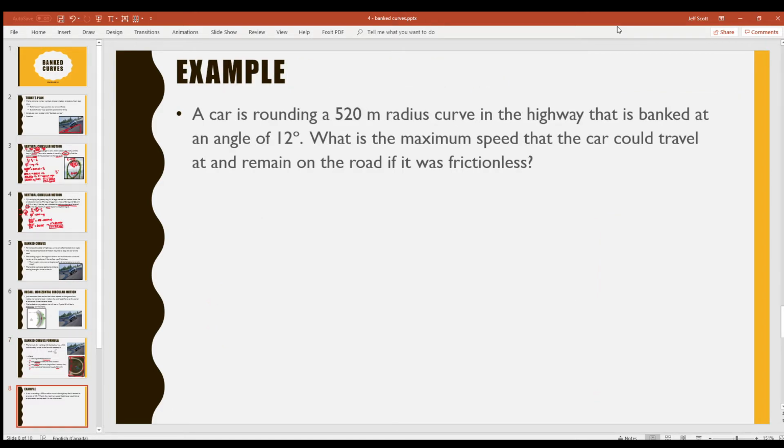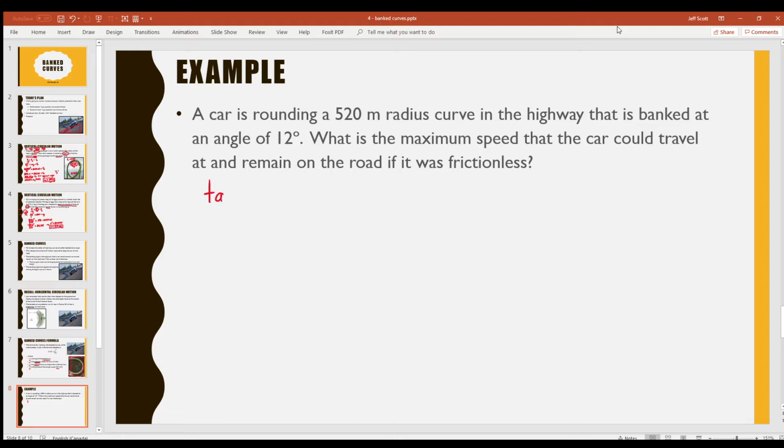Okay, so we're actually going to get a practice example with this kind of problem. Just pause the video so you can write this down. So a car is rounding a 520 meter radius curve in the highway that is banked at an angle of 12 degrees. What is the maximum speed that a car could travel at and remain on the road if it was frictionless?